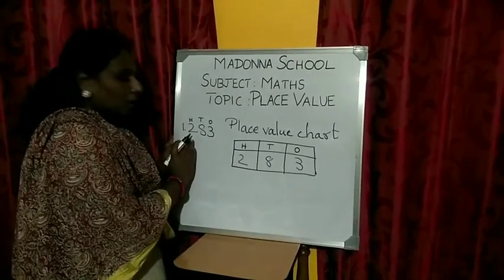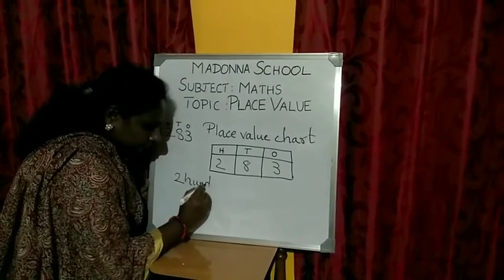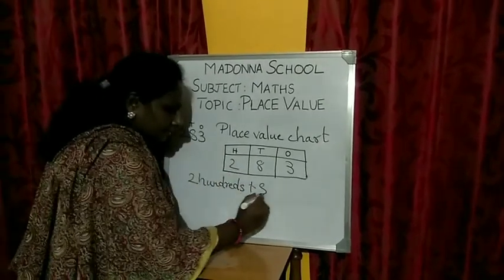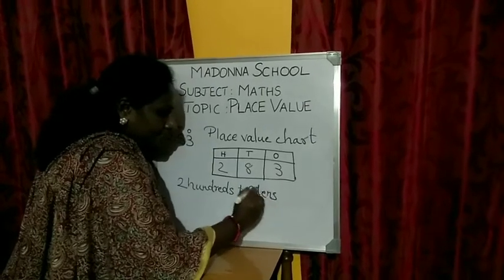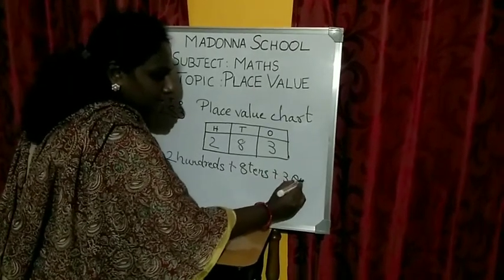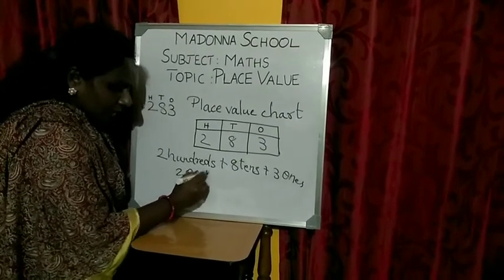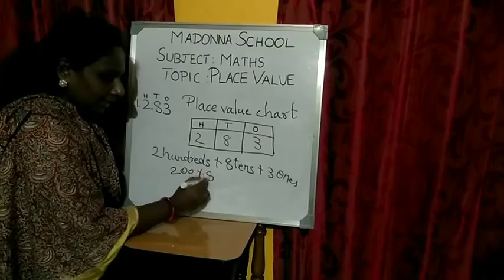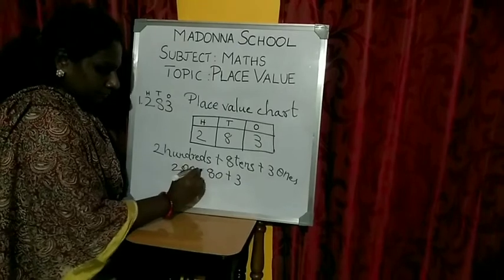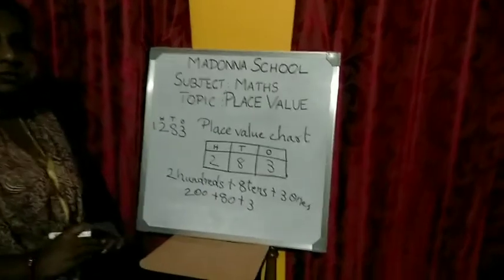In this number 283, you have 2 hundreds plus 8 tens plus how many ones? 3 ones. You can write this in the short form. See here, 200 plus 8 tens. 8 tens equals 80. Okay, plus 3. Okay, so this is the expanded form of the number.